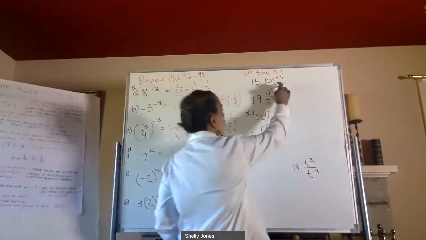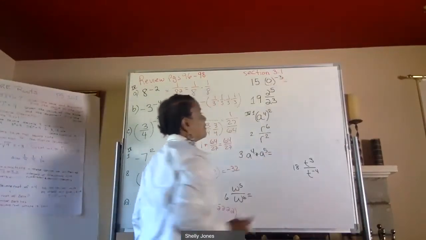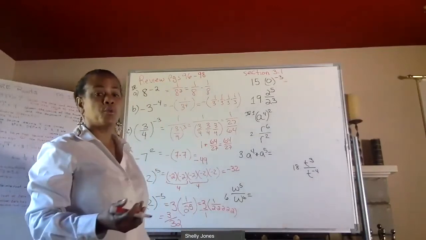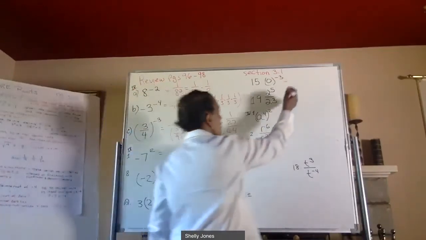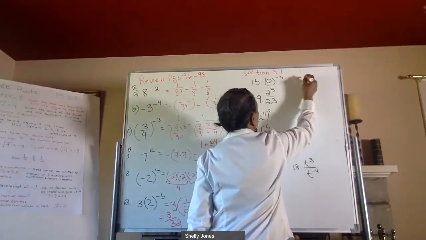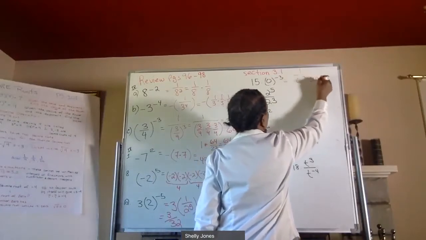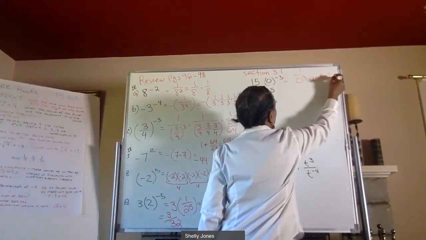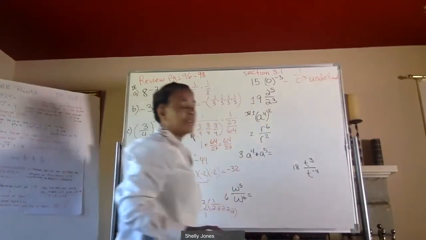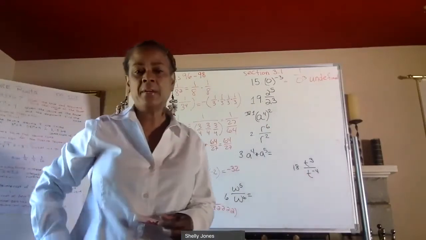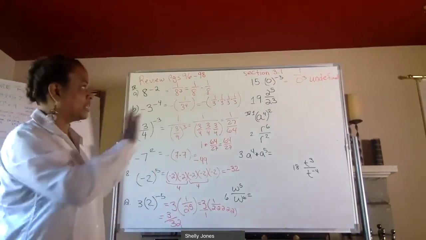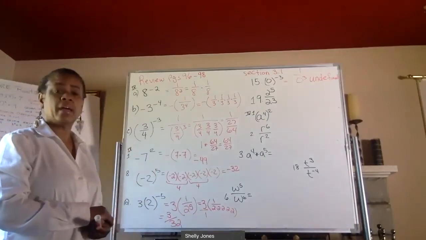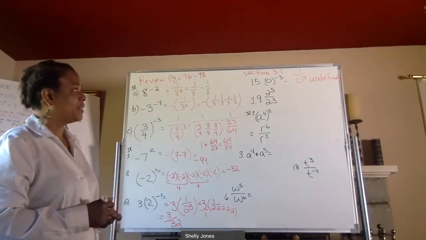So for this 0, whenever I have a negative exponent, it's 1 over that base, 1 over 0 to the 3, and so this is undefined because I cannot have a 0 in my denominator. So I'm just going to leave that one just like that. Can't do anything to it.